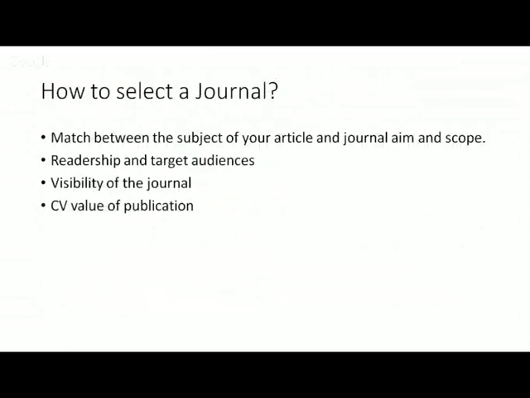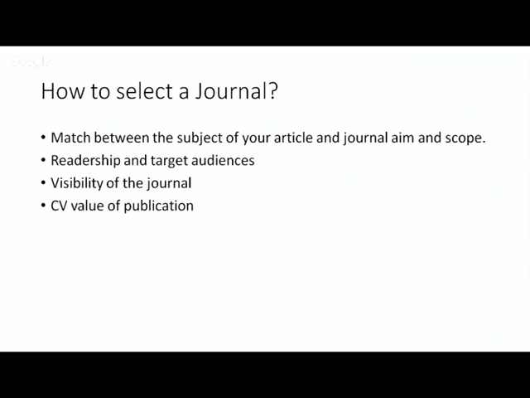Next, finally confirm that the target journal accepts the article type you intend to submit. If your title represents a different kind of study and you have chosen a different type of journal, there is a high chance that your publication will be rejected by that journal because of the wrong selection of journal. Next is readership and the target audience.